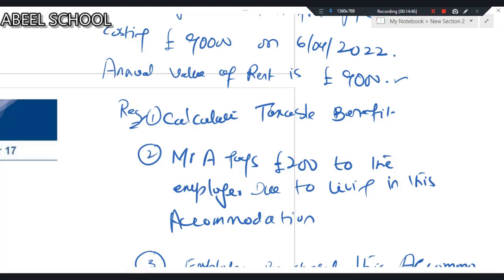Repeat. If the examiner says Mr. A is paying the electricity bill, Mr. A is bearing the repair cost, Mr. A is spending £200 on cleaning costs, that will not reduce the accommodation benefit. But due to living in that accommodation, if Mr. A is paying to the employer only, then the accommodation benefit will reduce.